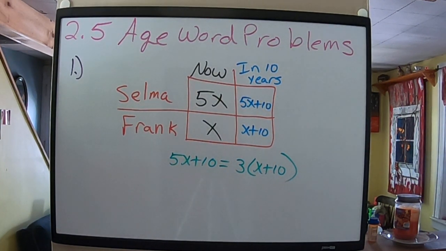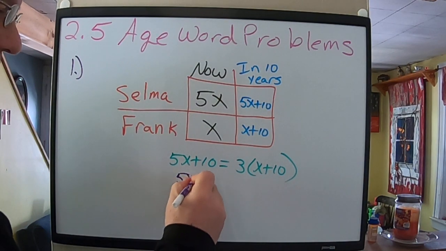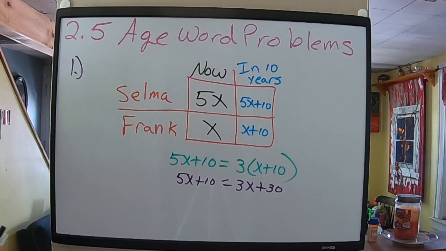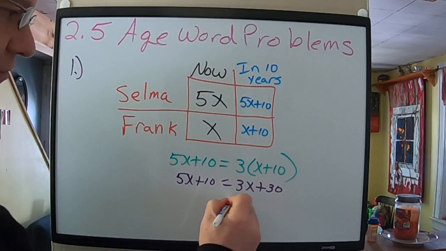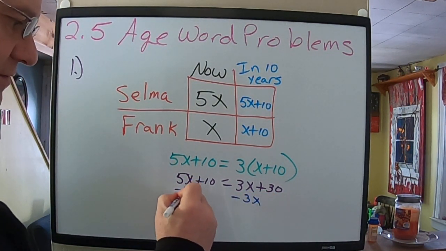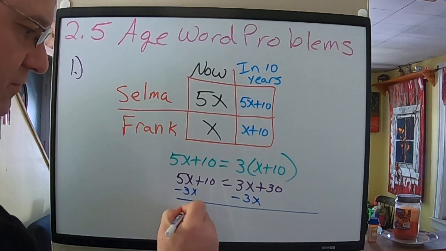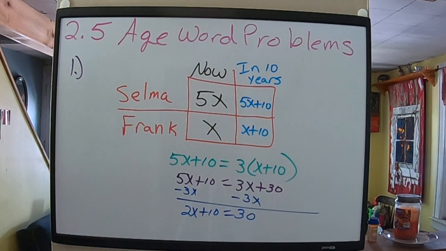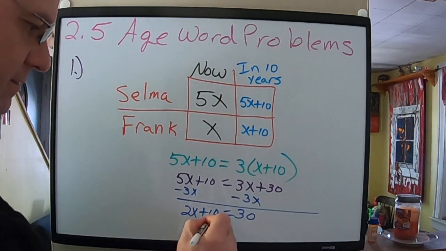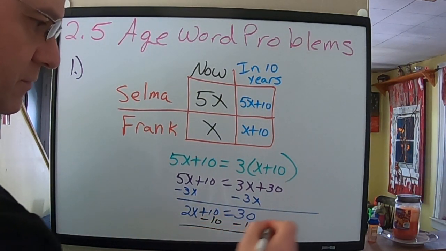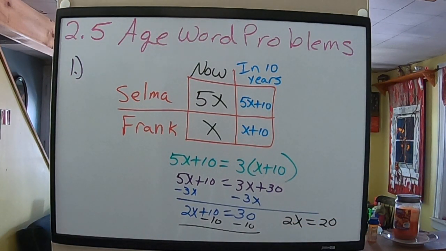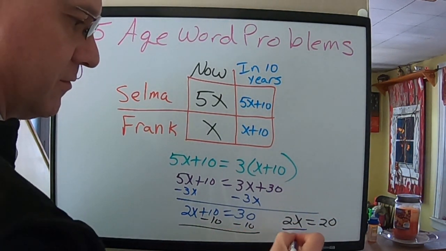So we'll do that. 5x plus 10 equals 3x plus 30. I'm going to subtract 3x from both sides, and I get 2x plus 10 equals 30. Now I'm going to subtract the 10 from both sides. 2x equals 20. Well, gee, if 2x is 20, x must be 10.